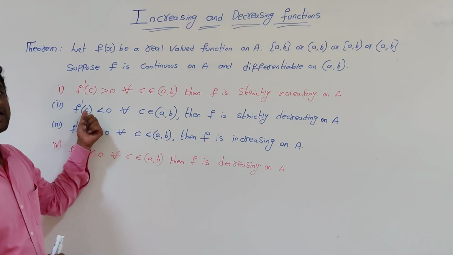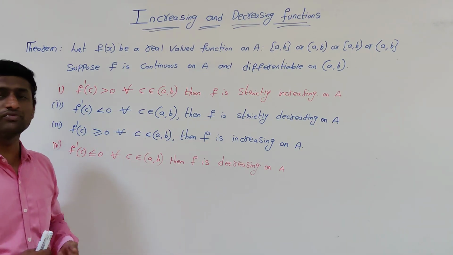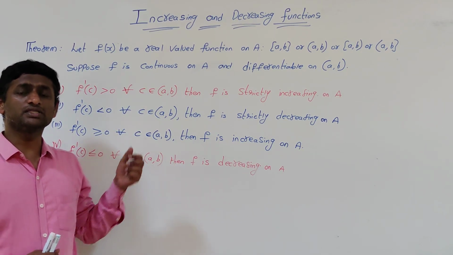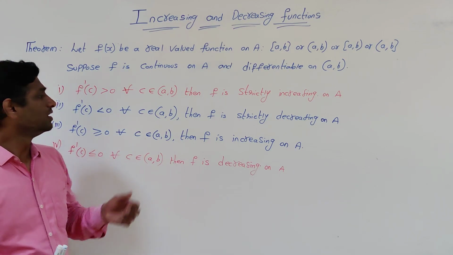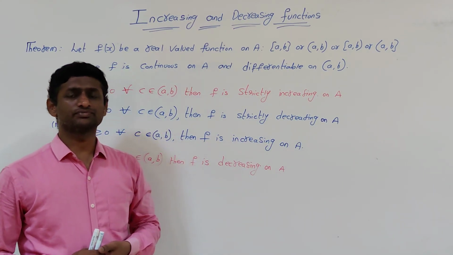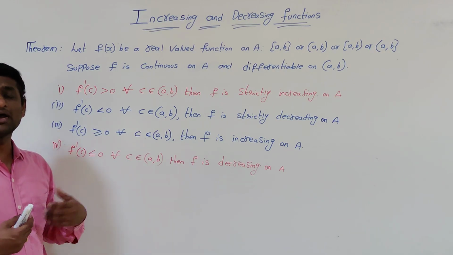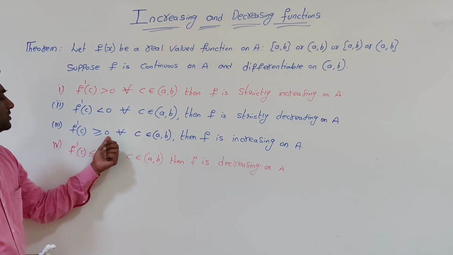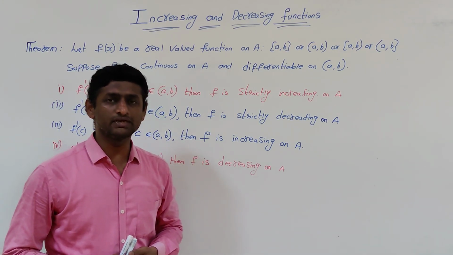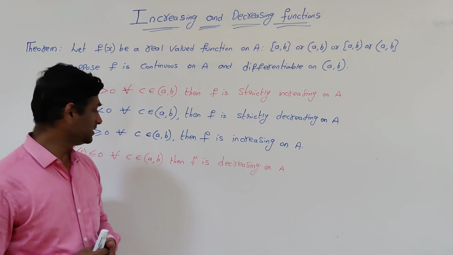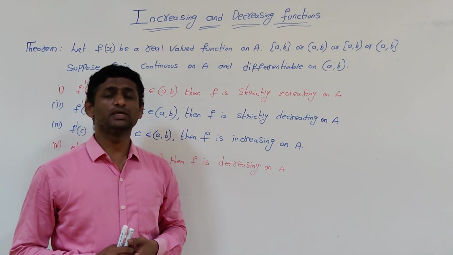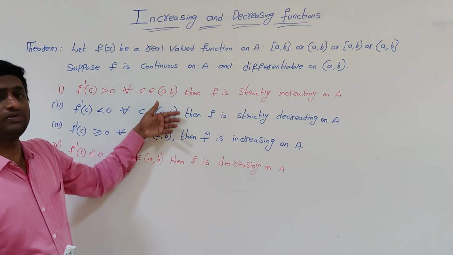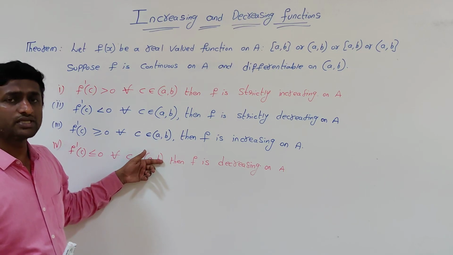If the slope of the tangent at x equal to c, that is the derivative of the function at x equal to c, is negative, less than 0, then f is said to be strictly decreasing. And sometimes it may be greater than or equal to. So if f dash of c is greater than or equal to 0, then f is said to be an increasing function, and if f dash of c is less than 0, then f is said to be a decreasing function. So if f is differentiable, then we can conclude this. It is a necessary condition.